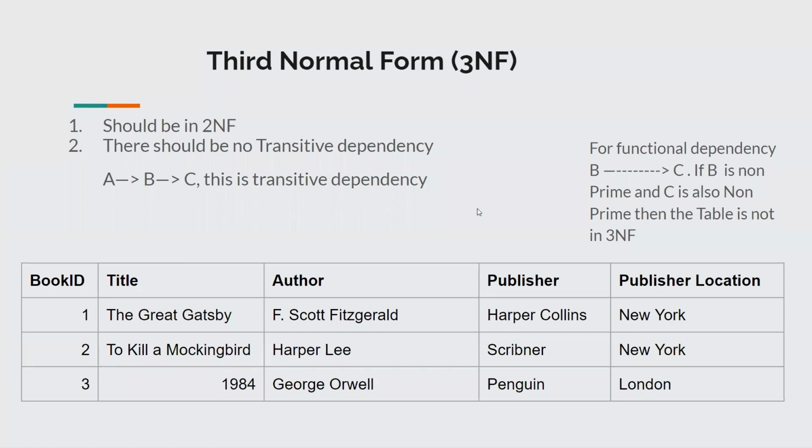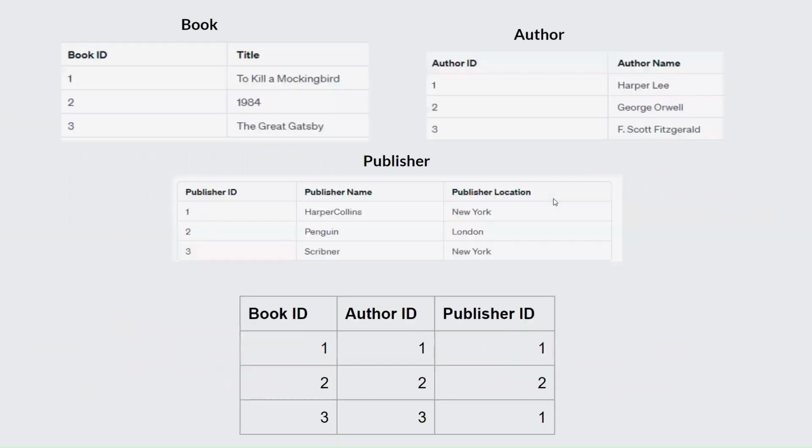To eliminate this transitive dependency, we can split the table into three parts: book, author, and publisher. In this case, the book information is stored separately, all the author information is stored separately, and the publisher information is stored in a separate table. And we connect all these tables using foreign key relationships, with book ID, author ID, and publisher ID in the book, author, publisher table. Here you can see that there is no transitive dependency of any sort, and we are able to get the information using an SQL query.